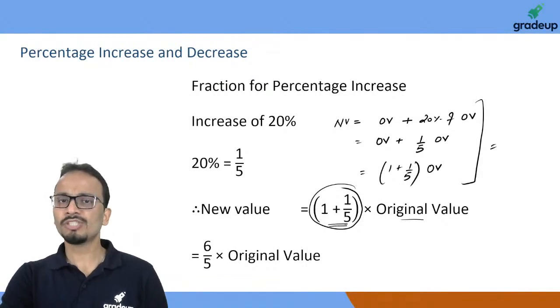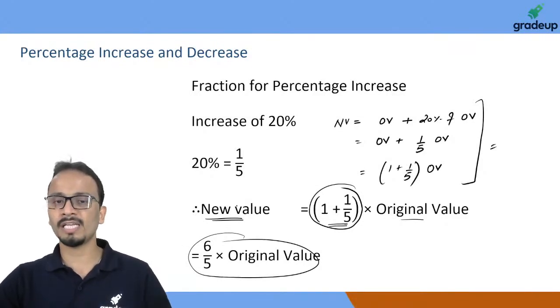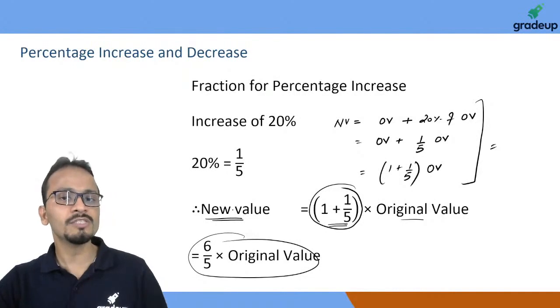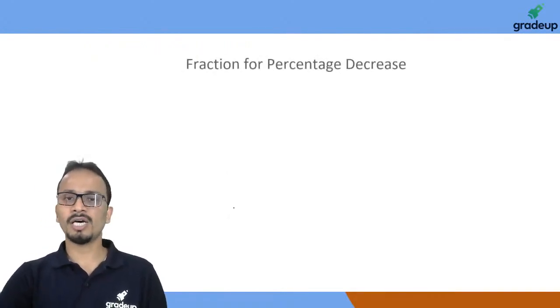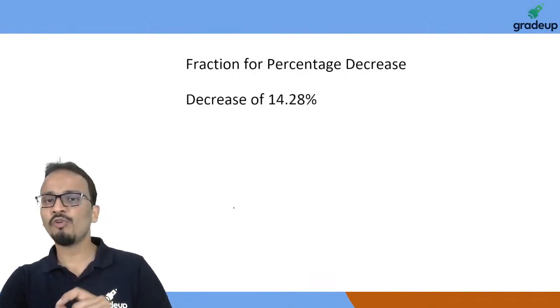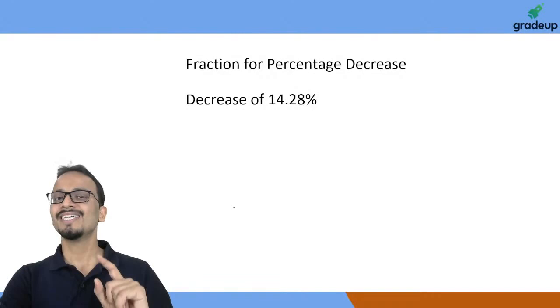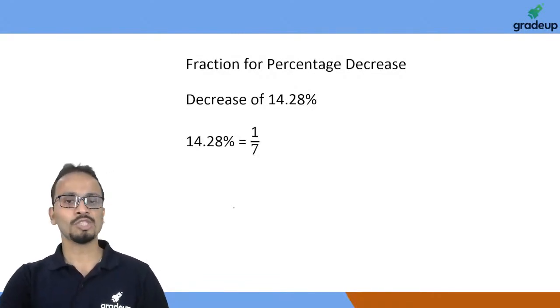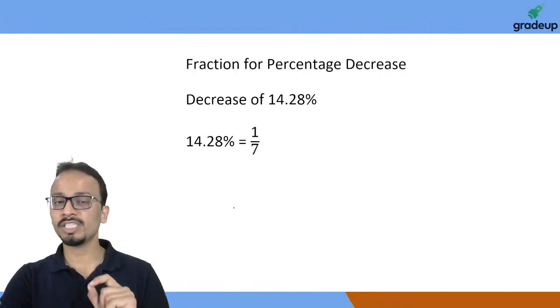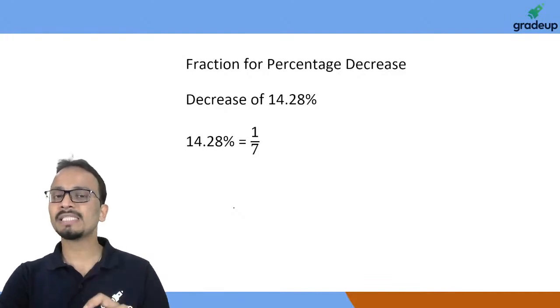Now similarly, fraction for percentage decrease. Here, I've just calculated the new value in terms of the original value, so this is your final answer when a value is asked to increase by 20%. Now let's look at another case where I'm asked to decrease a certain value by 14.28%. What is the fraction equivalent of 14.28%? It is 1 upon 7. So 14.28% is equal to 1 by 7. Now I want to decrease a certain value by 1 by 7 of its value.